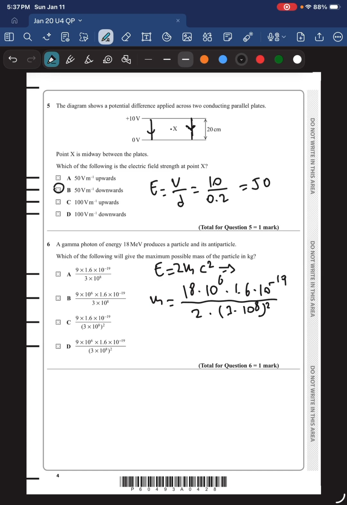First of all, A and B are wrong because the speed of light is not squared. The correct answer is actually D, because 18 over 2 is 9, times 10 to the 6 times 1.6, and so on. So the answer is D.